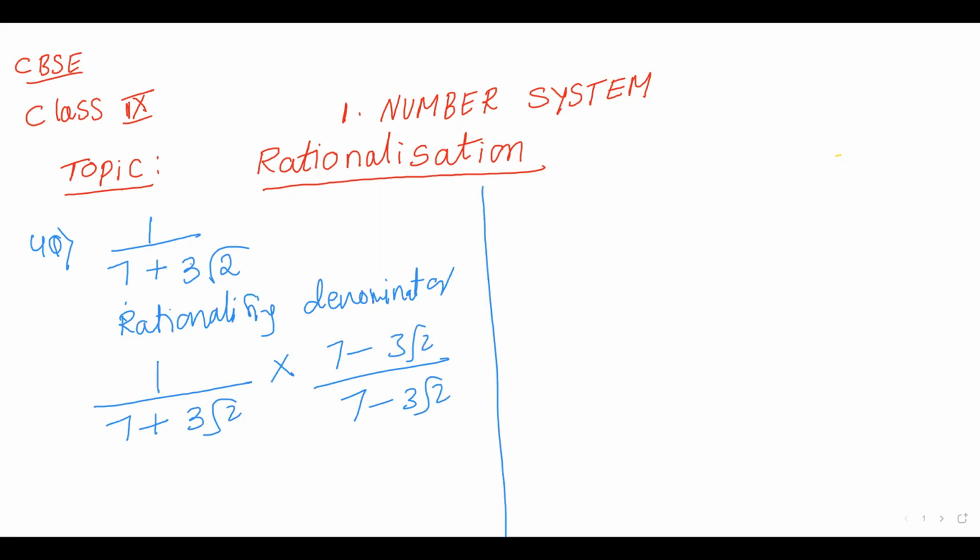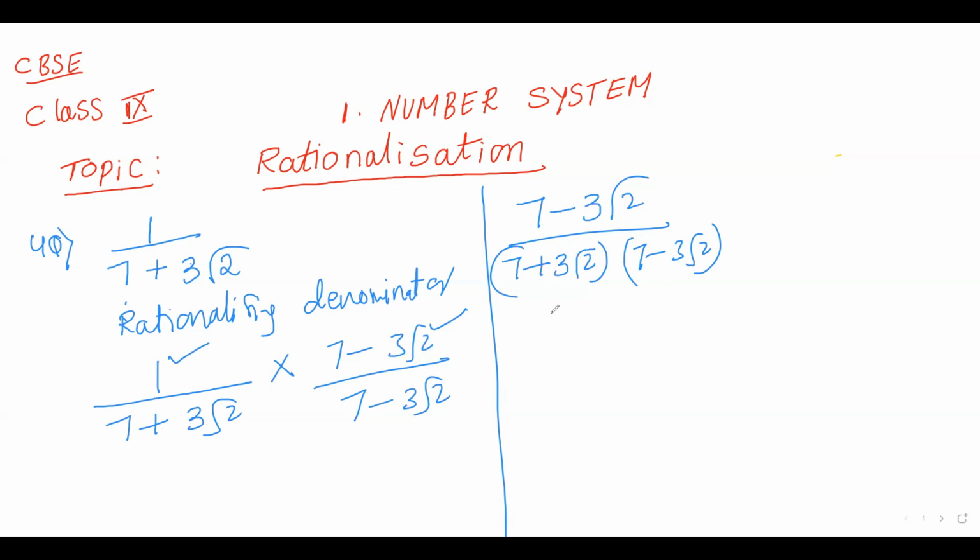In the next step, numerator into numerator. So 1 into 7 minus 3 root 2 is just 7 minus 3 root 2. Denominator into denominator. That means 7 plus 3 root 2 into 7 minus 3 root 2. It is in the form of a plus b into a minus b, and the formula is a square minus b square.